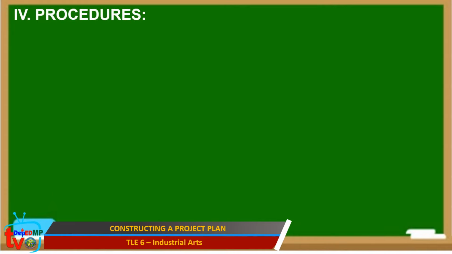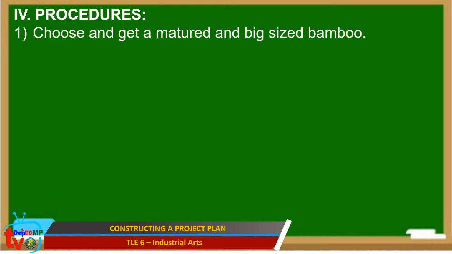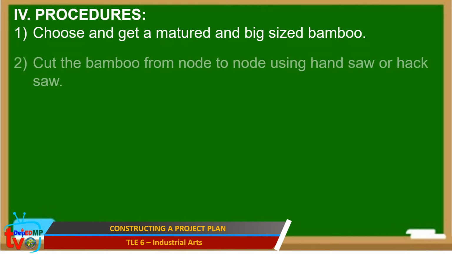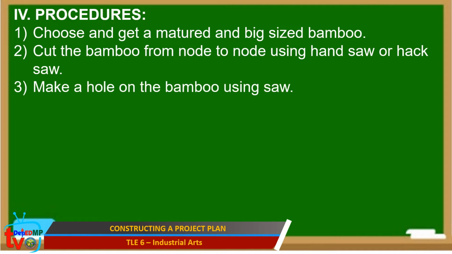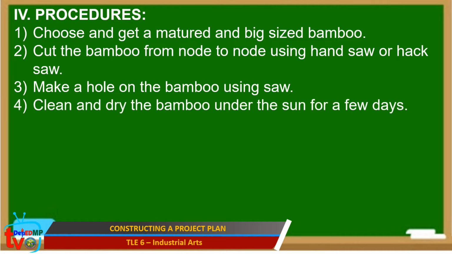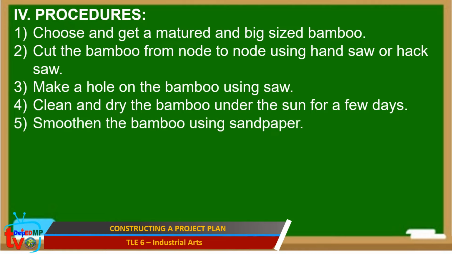You are now set to do the project. You have to follow the procedures step by step. Step 1. Choose and get a matured and big-sized bamboo. Step 2. Cut the bamboo from node to node using handsaw or hacksaw. Step 3. Make a hole on the bamboo using saw. Step 4. Clean and dry the bamboo under the sun for a few days. Step 5. Smoothen the bamboo using sandpaper.